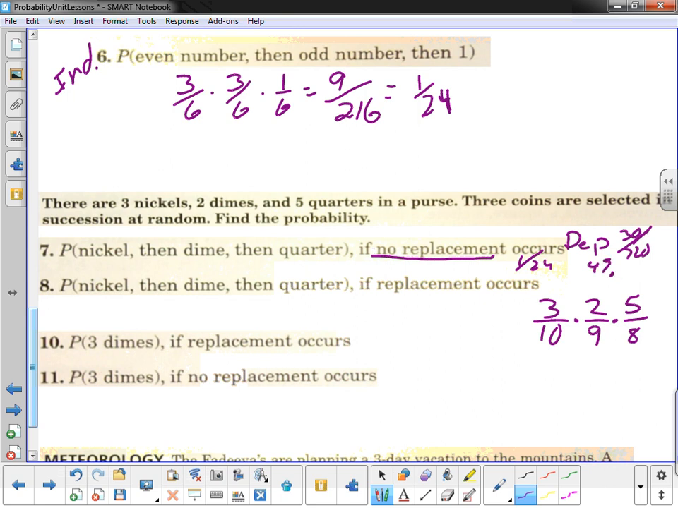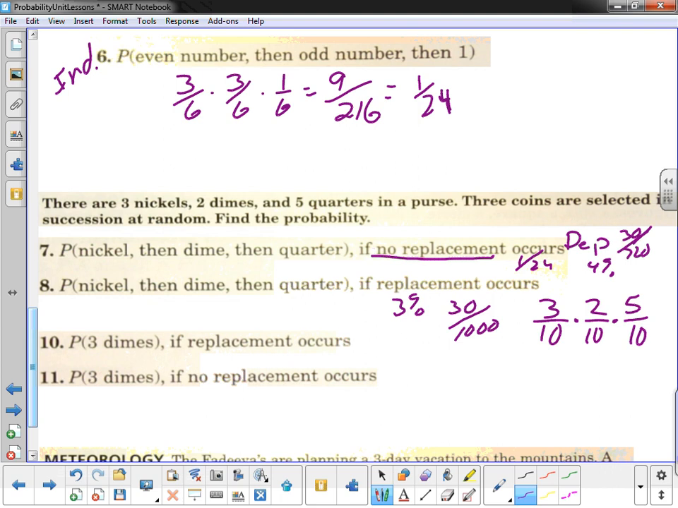Okay, so now what if I did the same thing, a nickel, a dime, and then a quarter? If replacement does occur, well, that changes this, because now these aren't 10, 9, and 8. I always go back to 10 because I put the coin back in. So now I have 30 over 1,000, which gets me about 3%, 3 out of 100. So if I don't replace it, I actually get a better chance of getting my outcome.